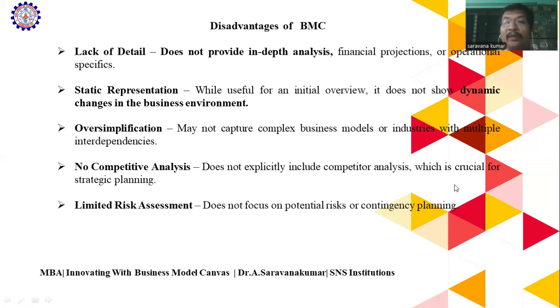Then no competitive analysis. It does not explicitly include it. We have two terms in management, implicit and explicit. Implicit means it will be hidden, and explicit means it will be transparent to everyone. So it does not explicitly include competitor analysis, which is crucial for strategic planning. Then limited risk assessment: it does not focus on potential risk or contingency planning. So there is no focus on the potential risk in the business model canvas.